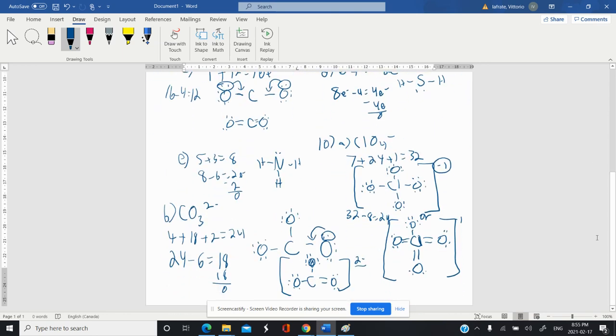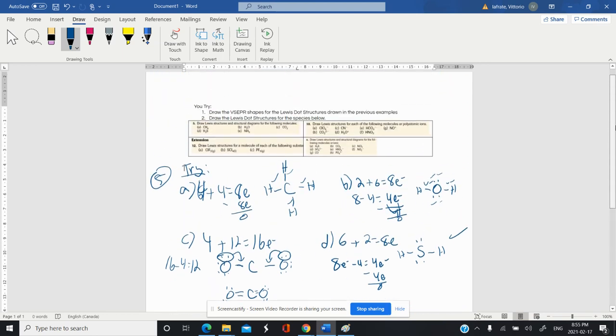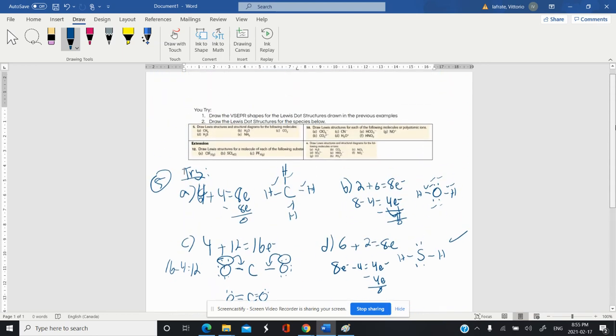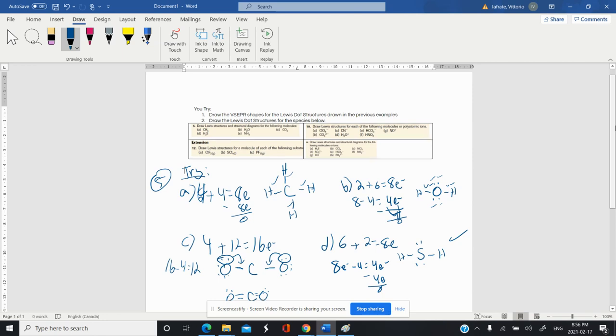You could have chosen to make the double bond over here or over here instead of at that spot there, and it would have still been a correct answer. They're equivalent structures, and you'll learn more about that in grade 12. Let's try H3O plus, HCO3 minus, and HNO3. Let's try the rest of them there.